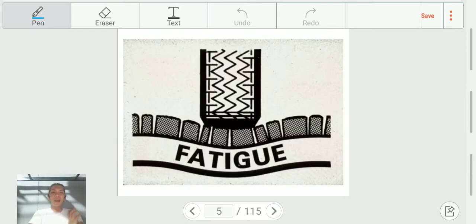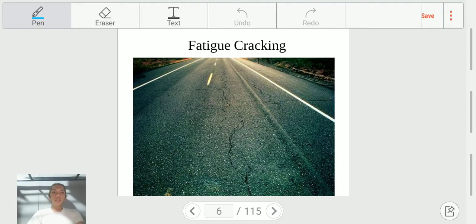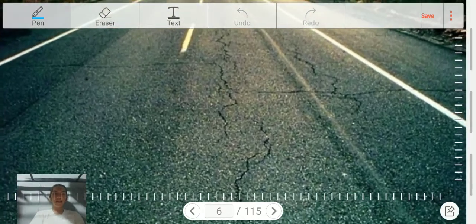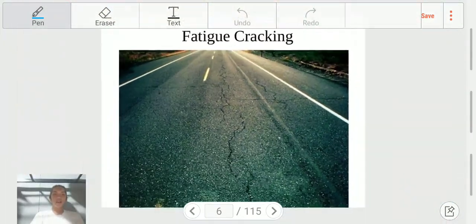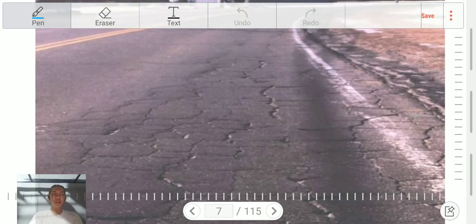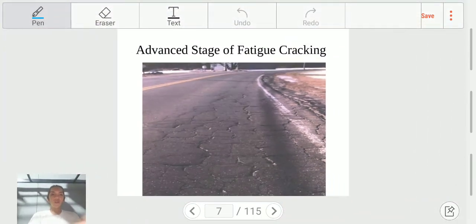Here is one of the failures, fatigue cracking. Here are the cracks. Usually you see these cracks on our highways. And this is the advanced stage of fatigue cracking. There are already a lot of cracks in our highway.